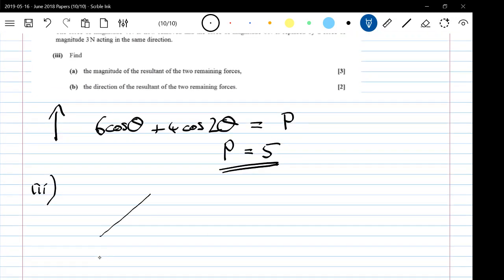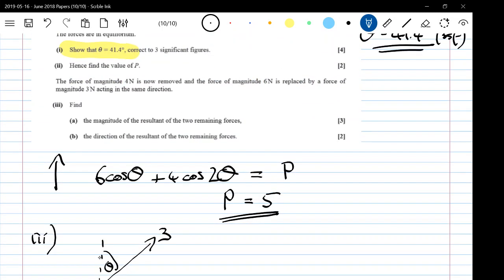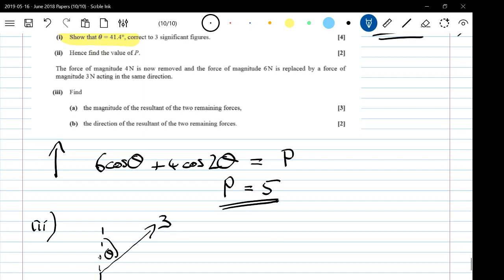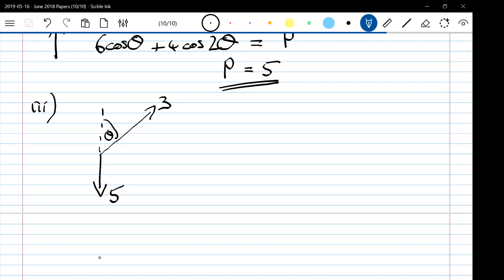So we've got 3 at an angle of theta, and we've still got P. It hasn't said anything about P, and we found that P was 5. So if we start to work on what we've got going on with this, there are a number of ways that you could deal with this. I want to resolve in the 2 directions and find my 2 components and then go from there.